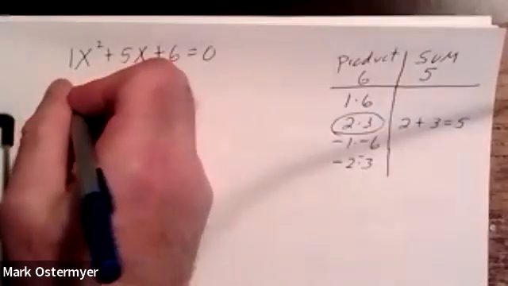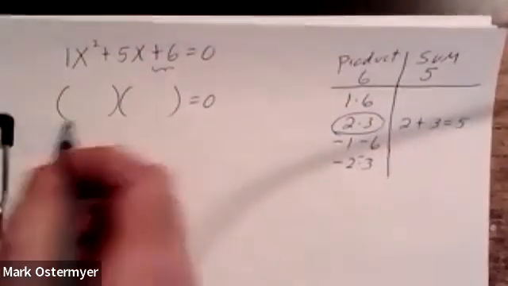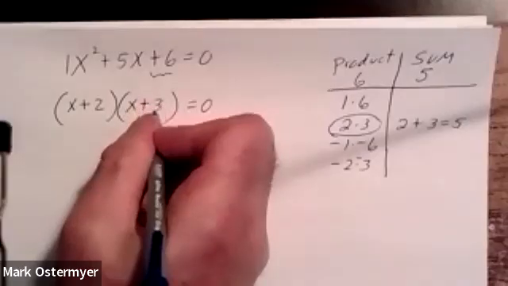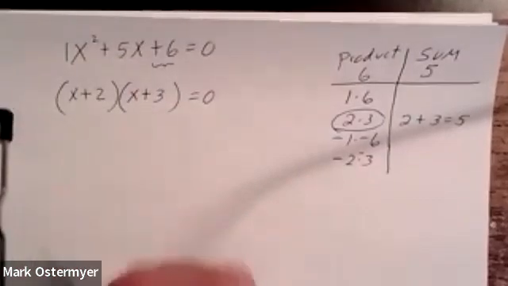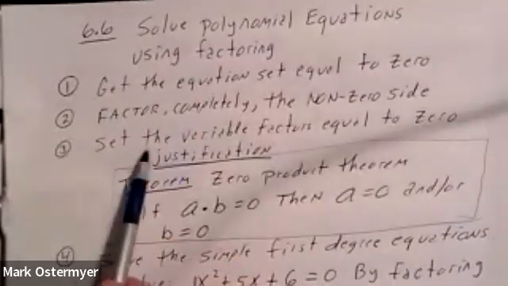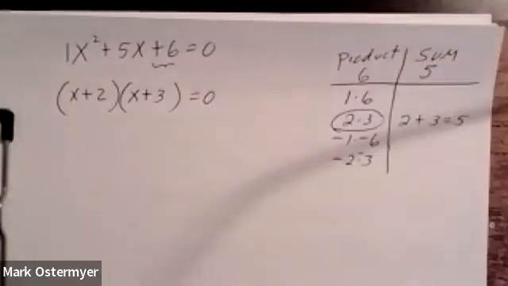So therefore, this trinomial on the left side of our equation can be factored into what two binomials? What can I factor it into? X plus 2 and X plus 3. X plus 2 times X plus 3. The left side of my equation has been completely factored. Now that we have the left side completely factored, we now set the variable factors equal to what? 0. And then we solve the resultant equations.